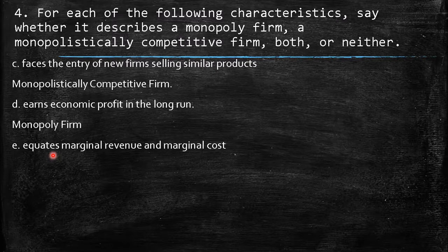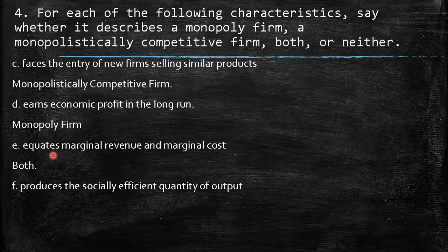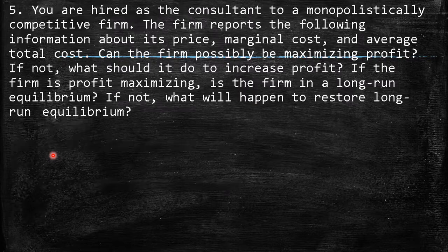Equates marginal revenue and marginal cost. We're talking about both. They use this to decide the quantity, then it is traced to the demand curve to establish the price. Produces the socially efficient quantity of output. Neither. Only perfect competition is the unique market structure that can provide a socially efficient quantity. The last one: you are hired as a consultant to a monopolistically competitive firm.